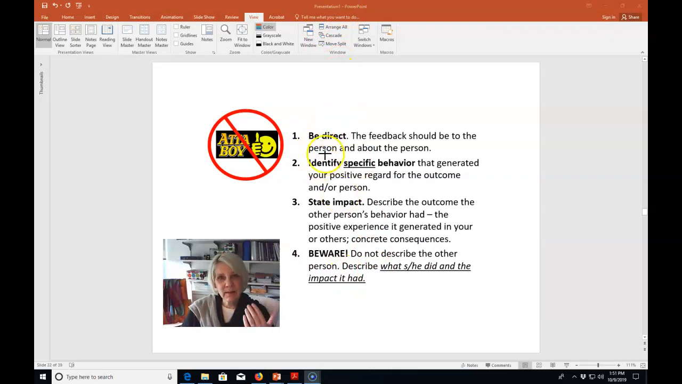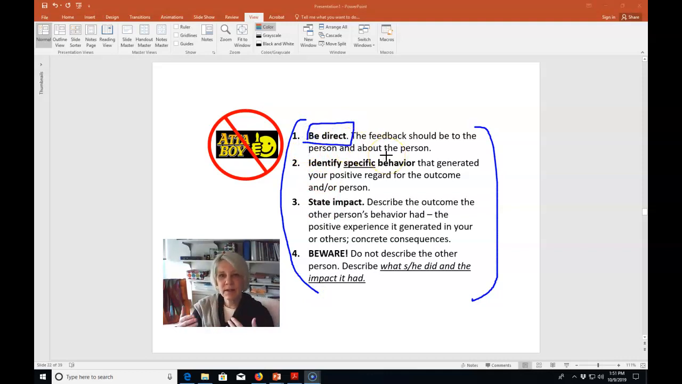So if we think about actionable feedback, whether it's reinforcing positive feedback or critical redirecting feedback, we always want to be direct. We want to talk to the person and about the person who we're trying to give the feedback to. Obviously, it's more powerful than telling somebody to tell somebody else that you notice their good work if you do it yourself.